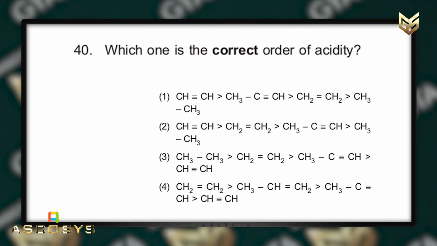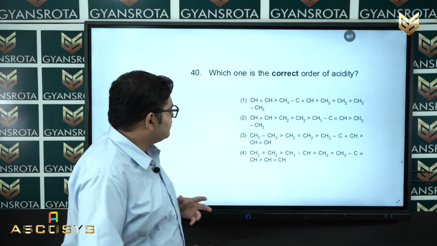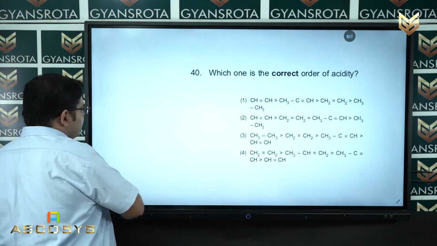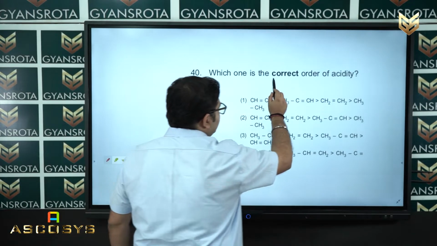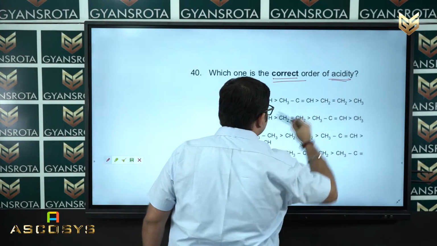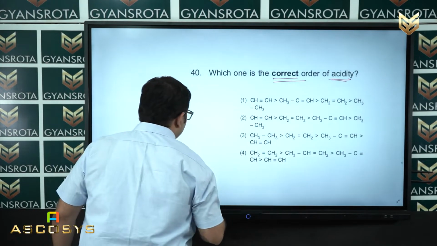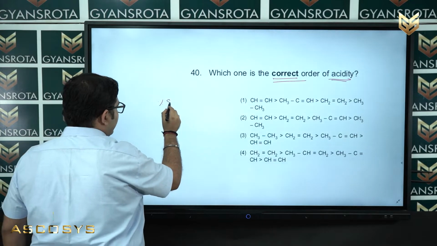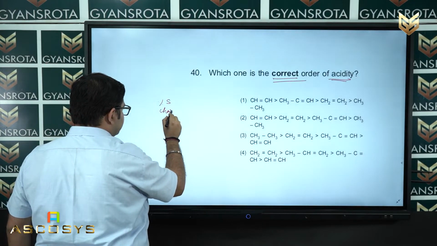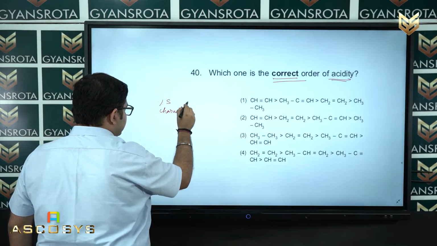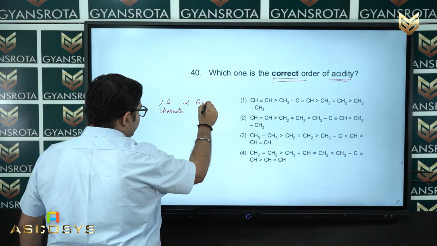Question number 40 is on your screen. Which one is the correct order of acidity? Now, we are moving to the solution part. Here, they ask for the correct order of acidity. So, always remember the percentage of s character is directly proportional to your acidity.